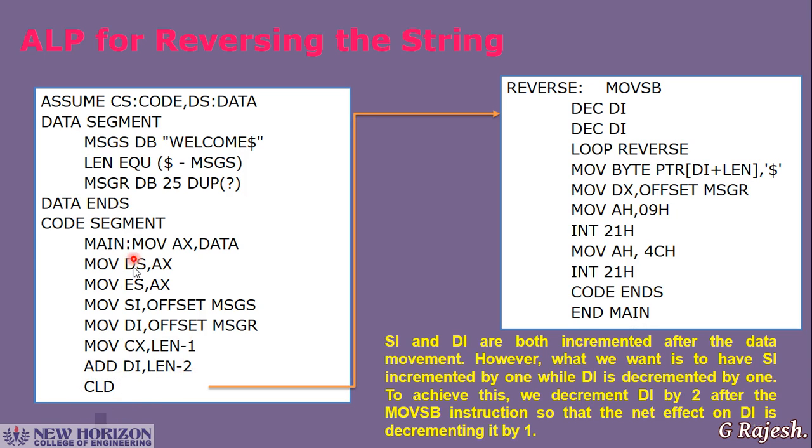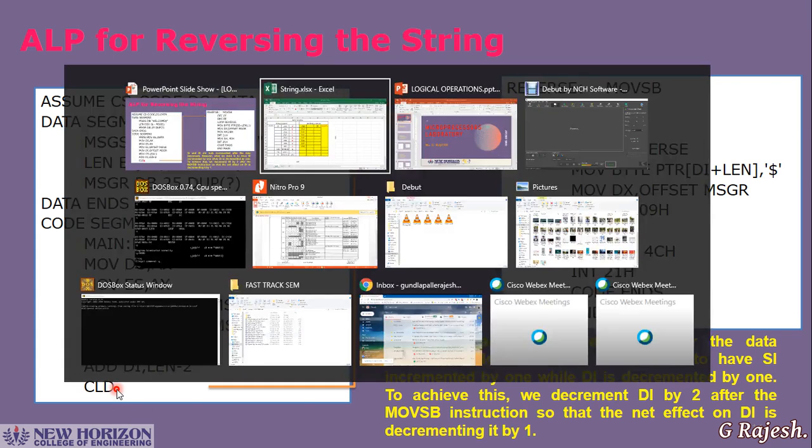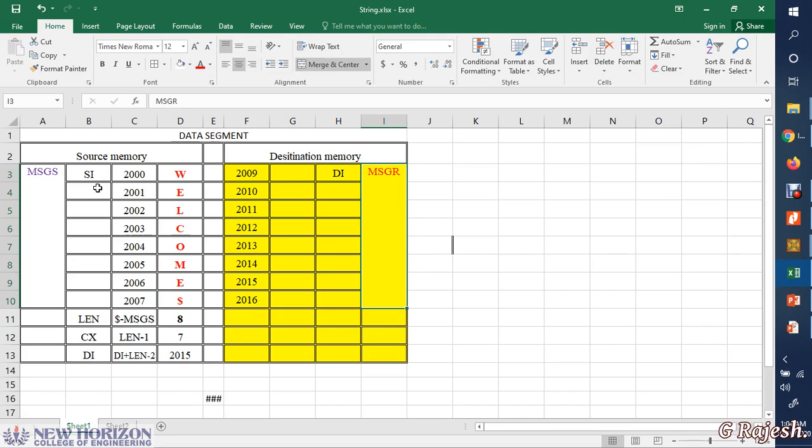Now let us see what happens with these instructions. First, SI is made the offset of msgs. The offset of msgs is 2000, so SI is 2000. The offset of msgr is 2009, which is pointed to by DI. Then the length is made length minus 1. The value of length is 8, minus 1 is 7.